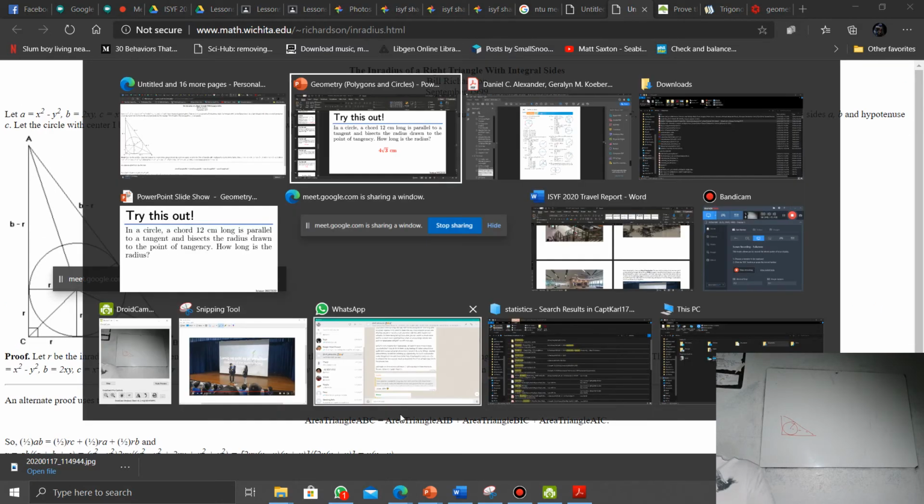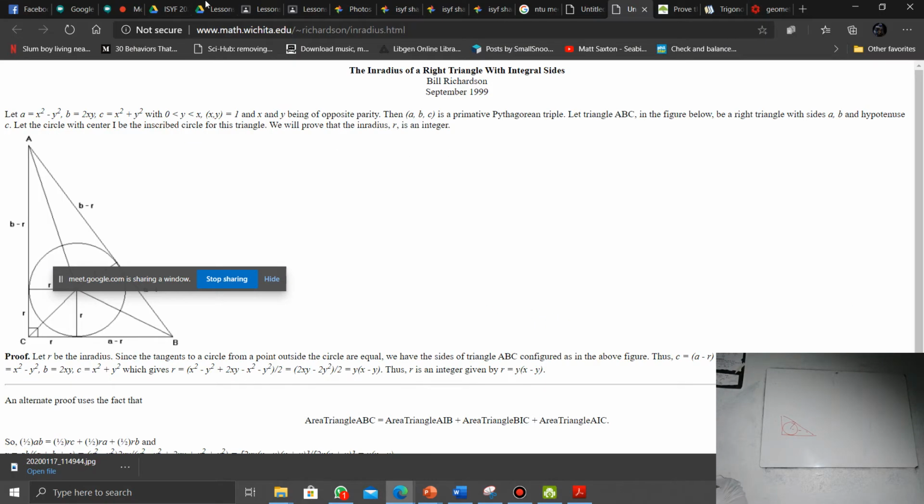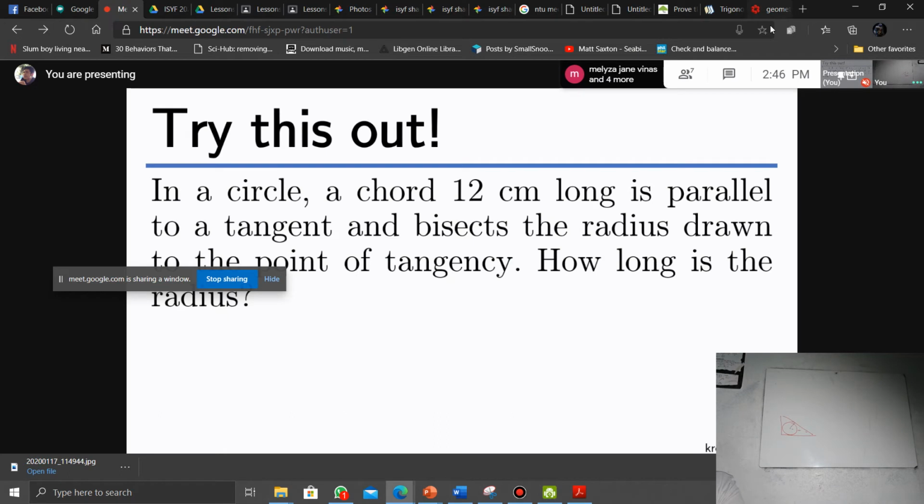Okay, sige. After this, may challenge ako sa inyo. Pero okay, kasi this is an important formula din. Pero okay, good job for root 3. Sige, let's discuss muna.